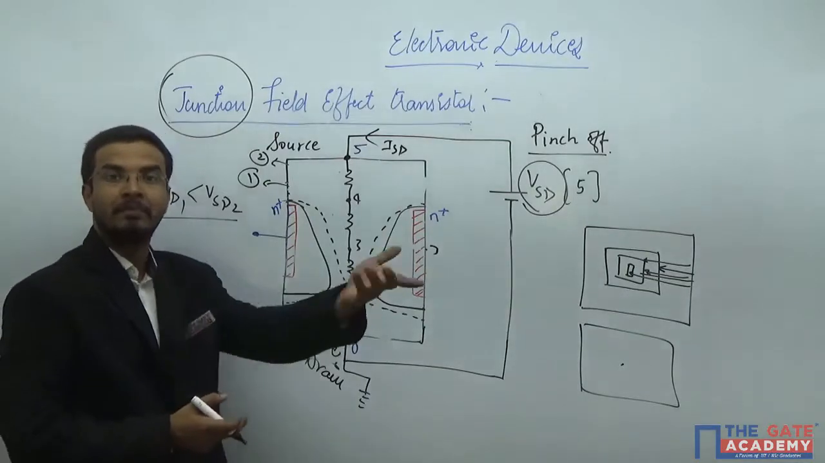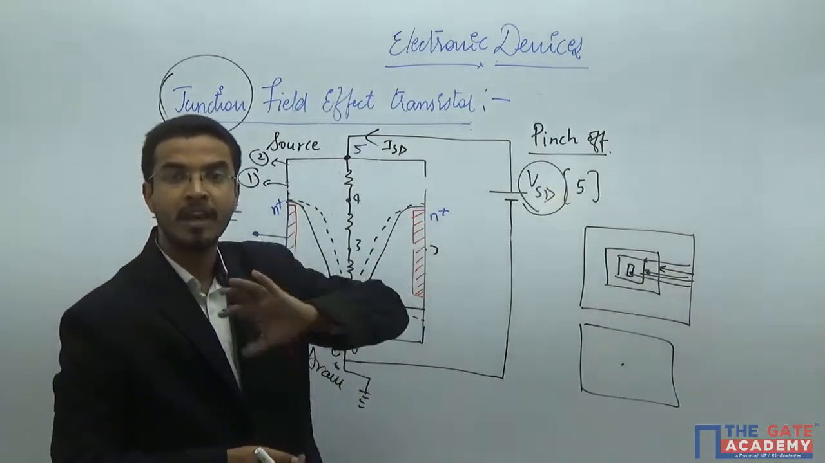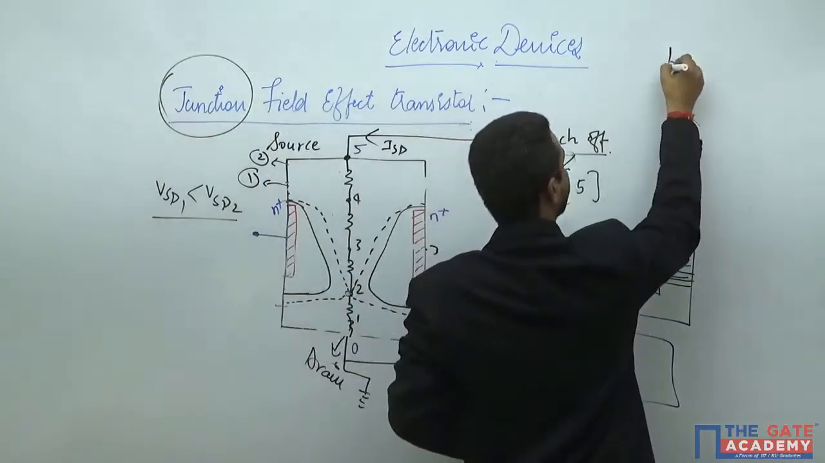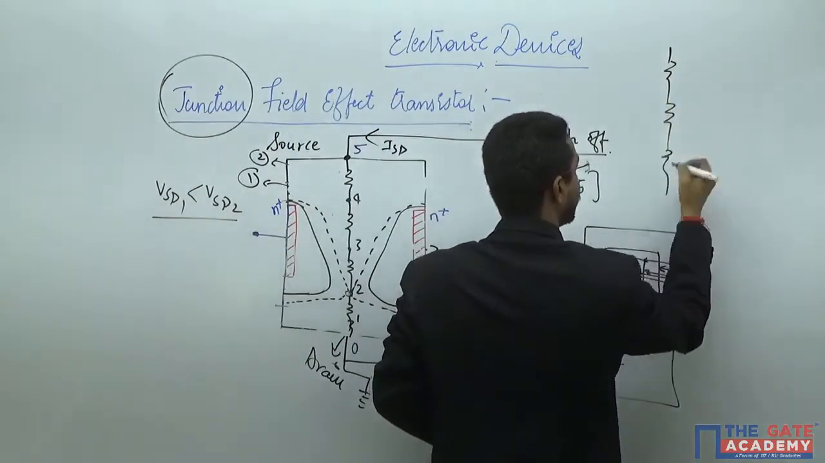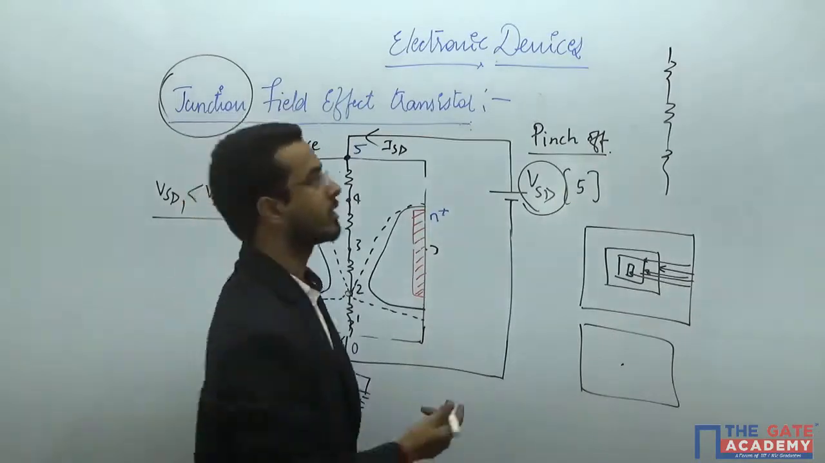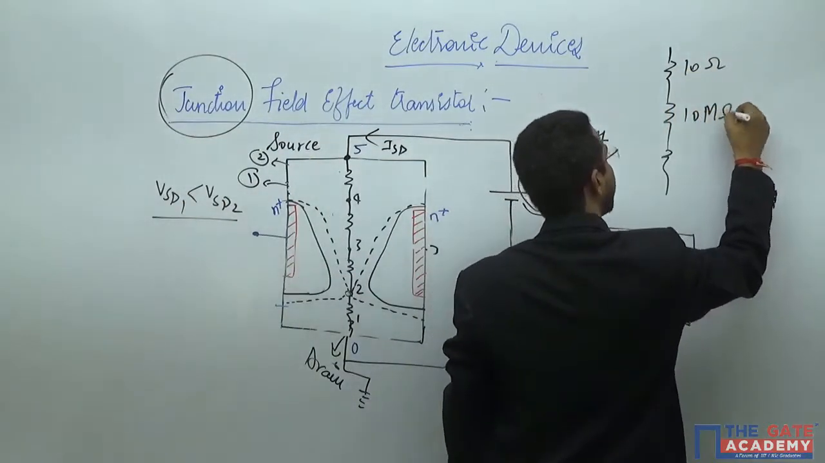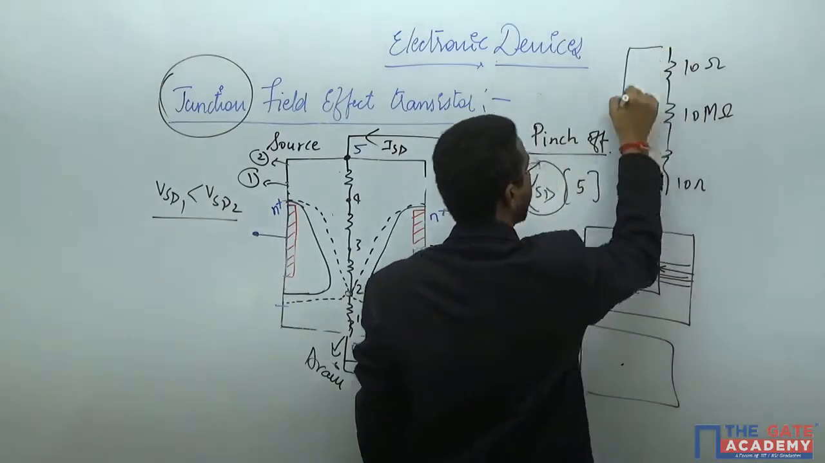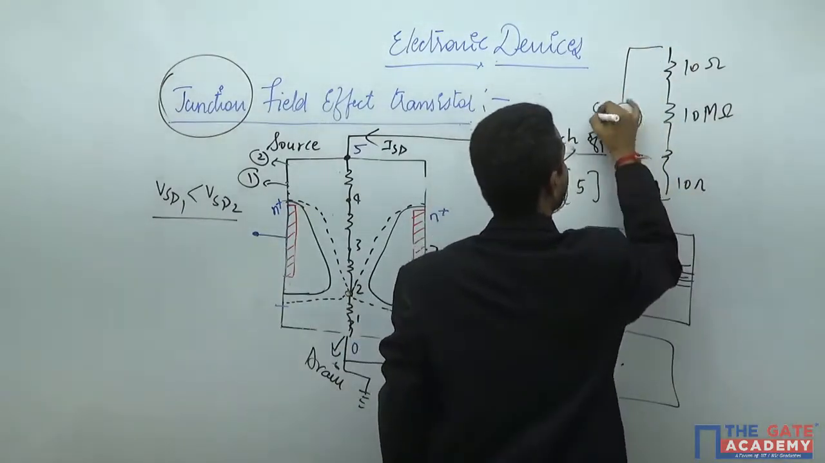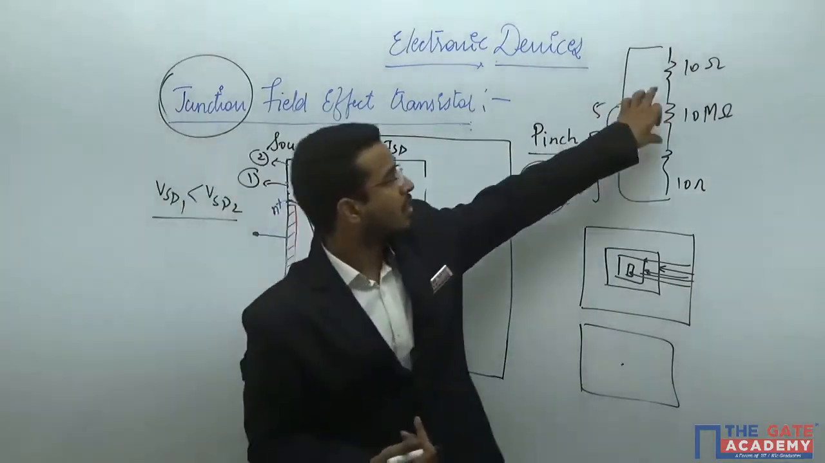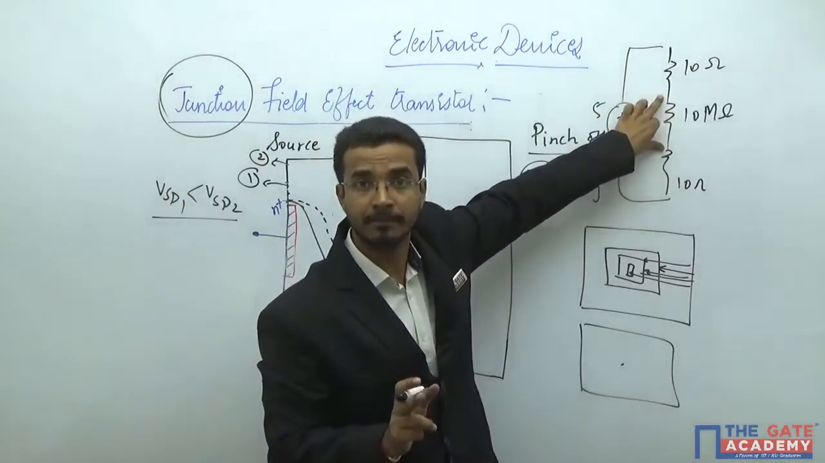You know that the depletion region is having very high impedance. And if you are having such type of scenario, you are having three resistances. Here the value is 10 ohm. Here the value is 10 mega ohm. And here you are having 10 ohm. And you are having the supply of 5 volts. Where you will have the most voltage drop? Across the highest resistive area.